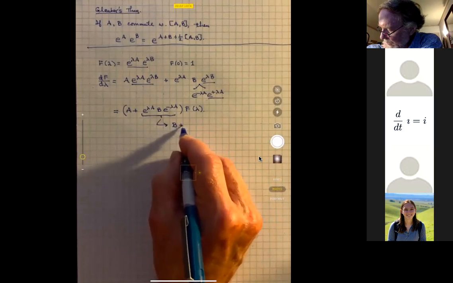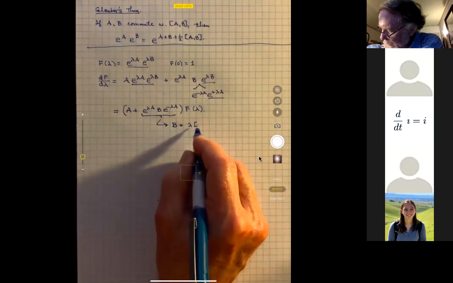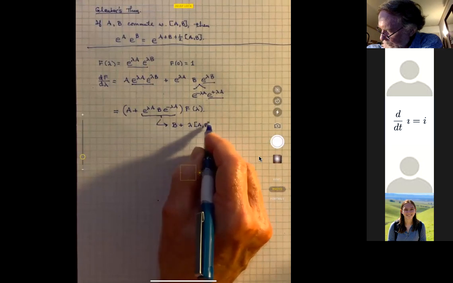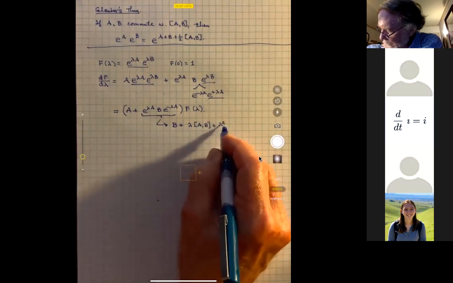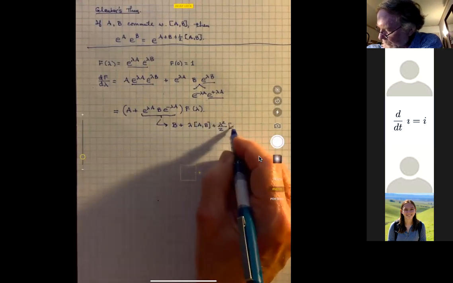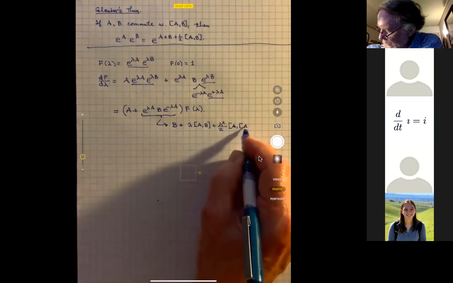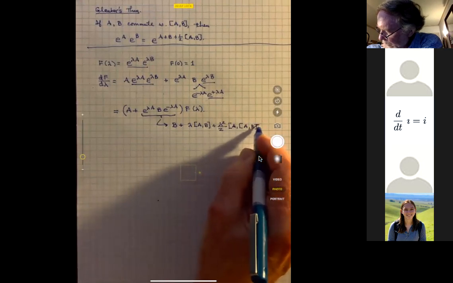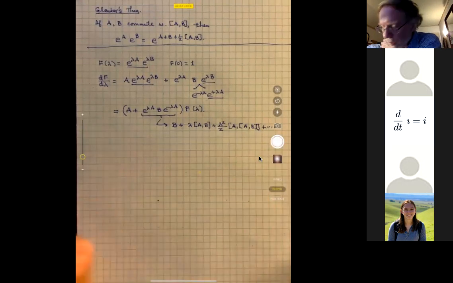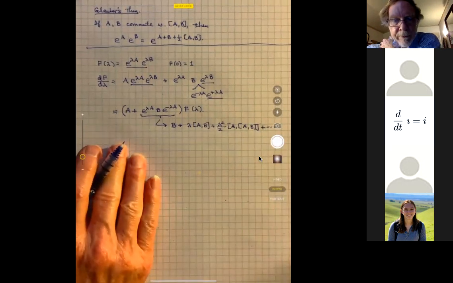And the first term is B, and then you get lambda times the commutator of A with B. And then you get basically an exponential series of iterated commutators. Second term has got a commutator of A with B, and so on like this. This was a series that was worked out in that homework problem.